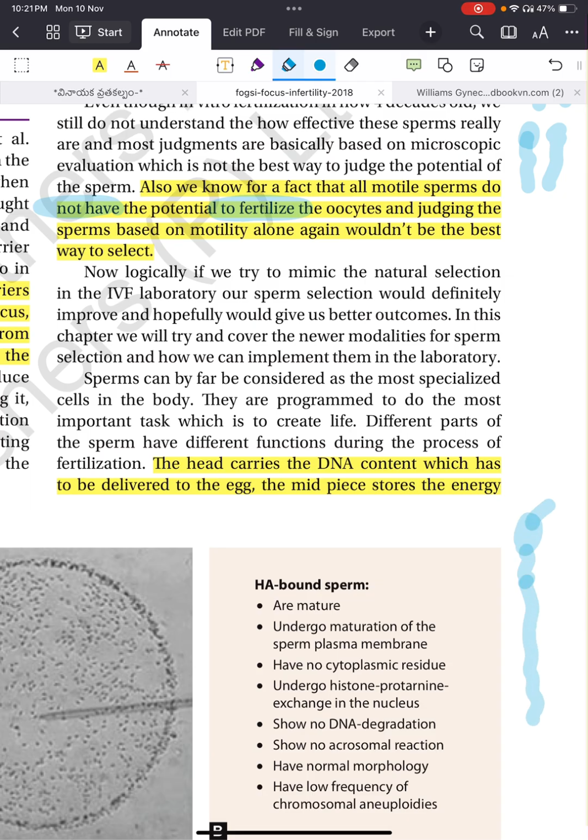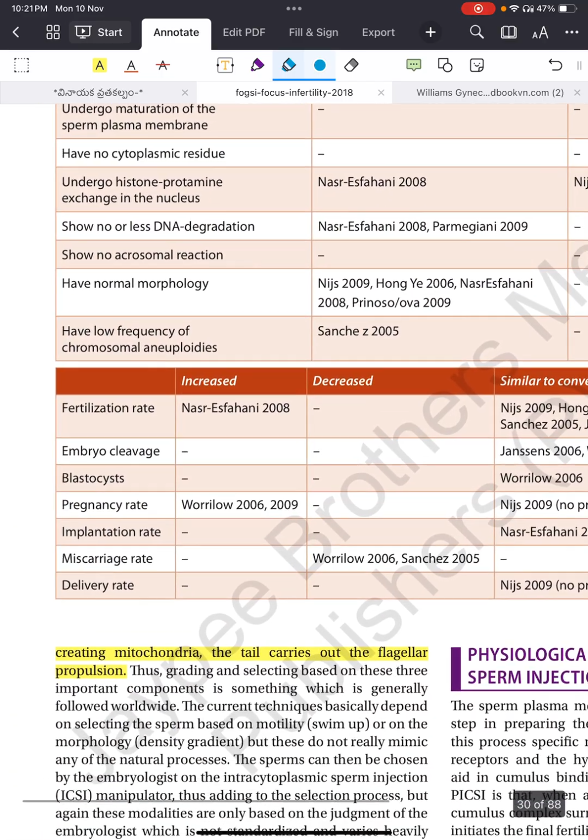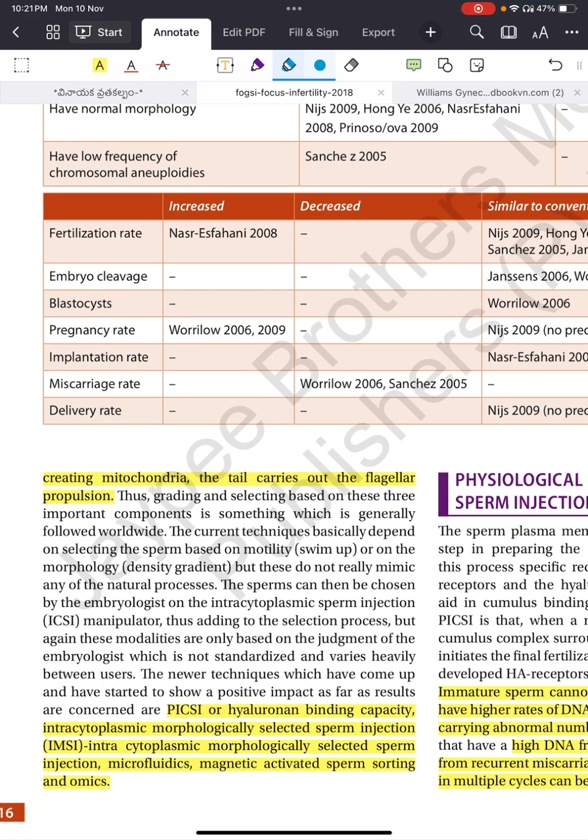Okay, so the head contains the DNA content. This DNA content should be delivered to the egg. The midpiece stores the energy, containing the mitochondria. And the tail is for movement, flagellar propulsion, and that is the way it goes.